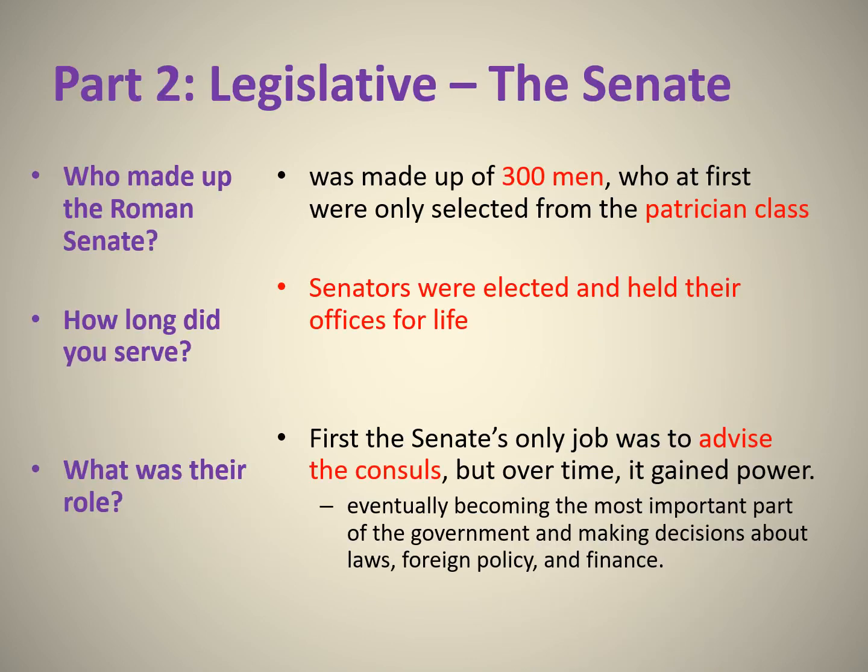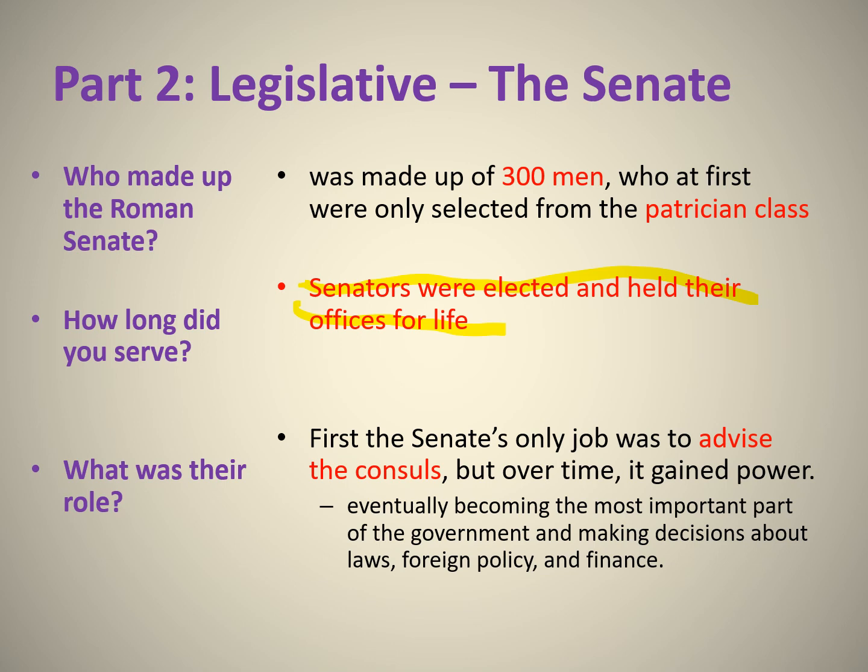Moving on to the second branch of government, the legislative branch, and it was made up of two parts. The first part, the Senate. And the Senate was 300 men from the patrician class. And what was interesting about the Senate, and I'm going to highlight this, is that they were elected and held their offices for life. Their term limit, forever.